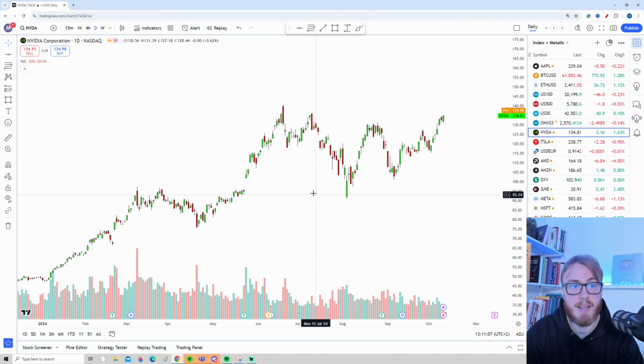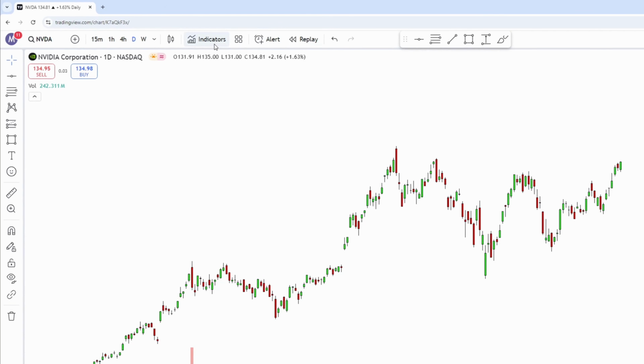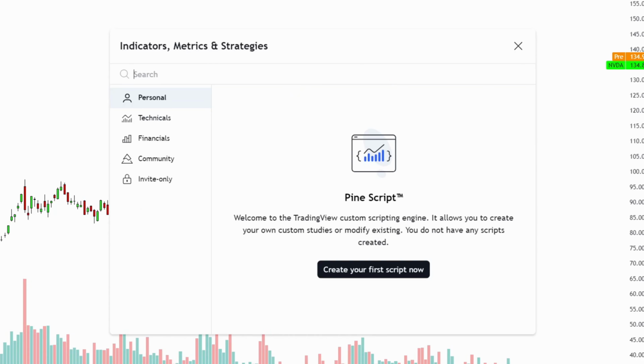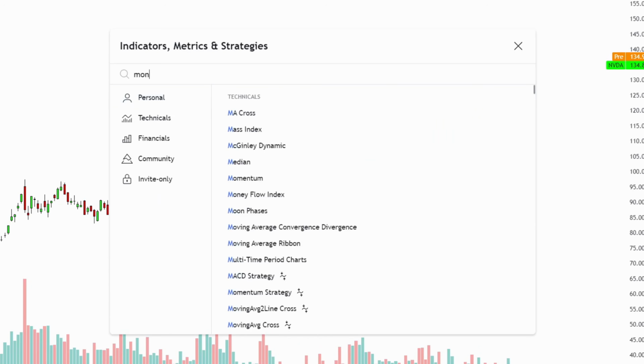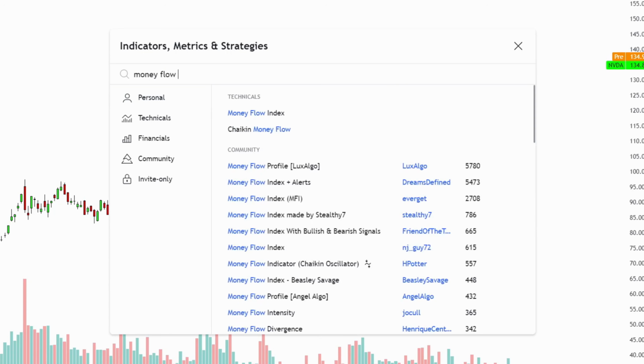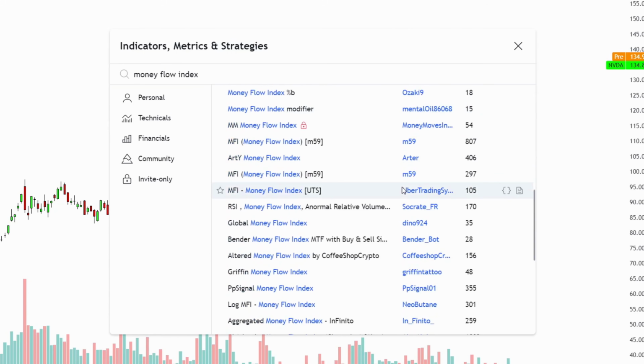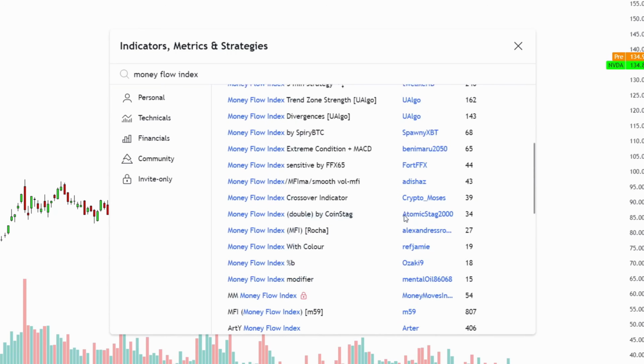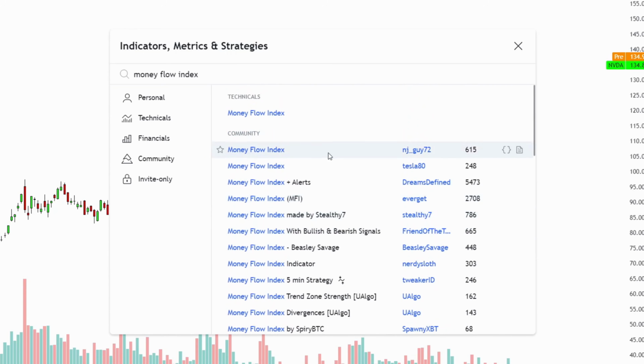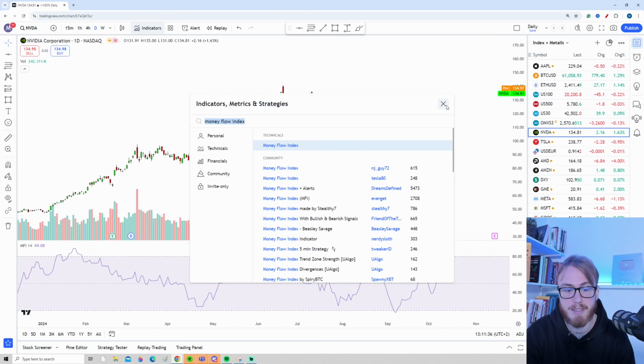Let's open up this indicator. So what we do is that we head up to the indicators tab in TradingView. And now what we want to search for is money flow index, just like this, money flow index. And once again, we have multiple different versions created by the TradingView community. But we just want to use the standard money flow index created by TradingView. So make sure to choose this one at the top right here.